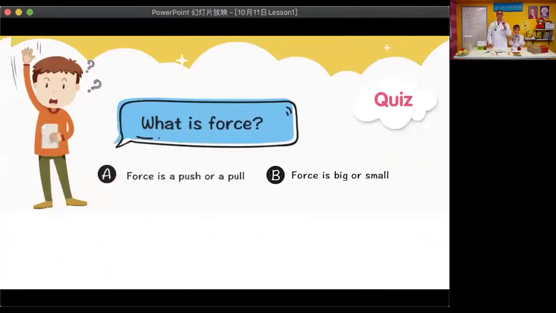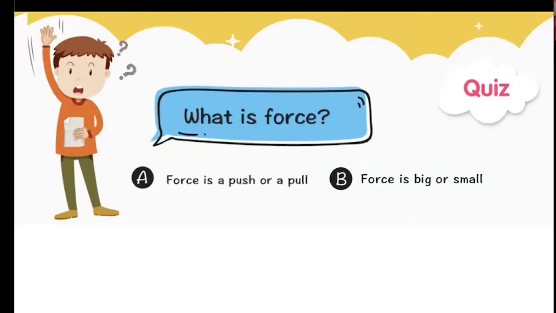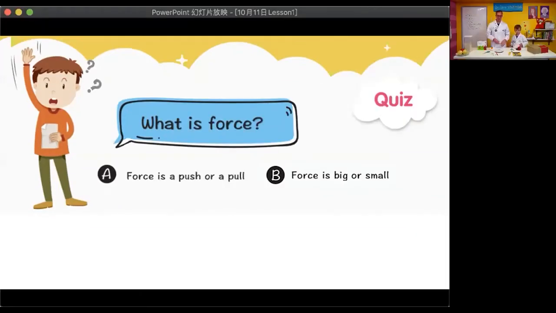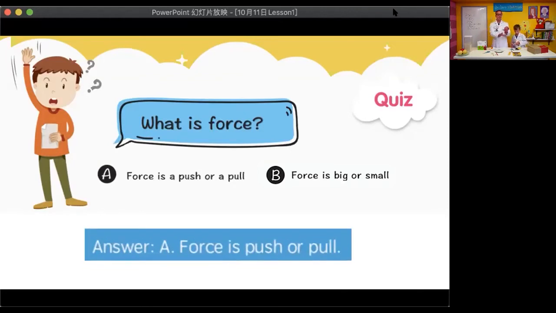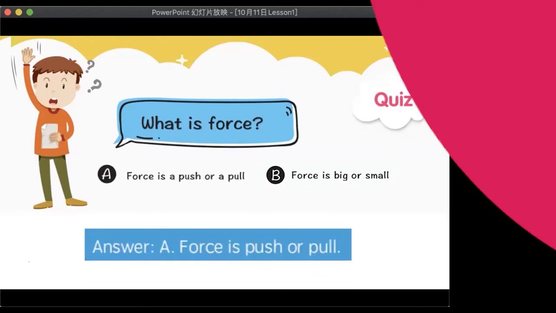Okay, so I have some questions. The first one is, what is a force? A is force is a push or a pull. B is force is big or small. It looks like everybody has it correct. Force is a push or a pull, and these can look very, very different. So there's a pushing force on my hand. I can feel the weight of that apple, but the apple is being pulled by gravity. So there's pushes and pulls everywhere where we see a force.